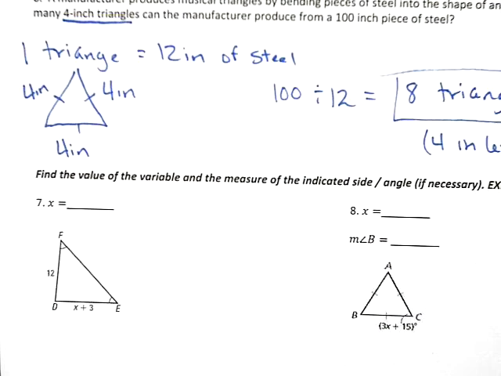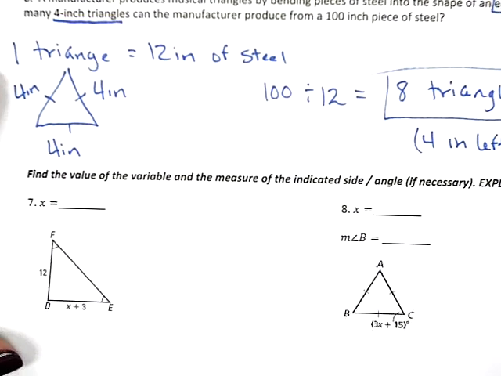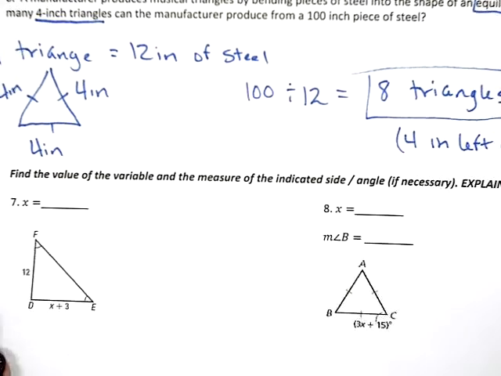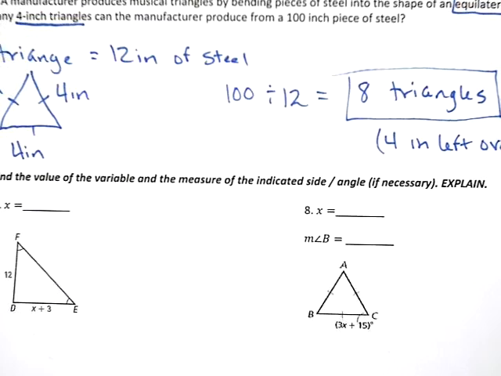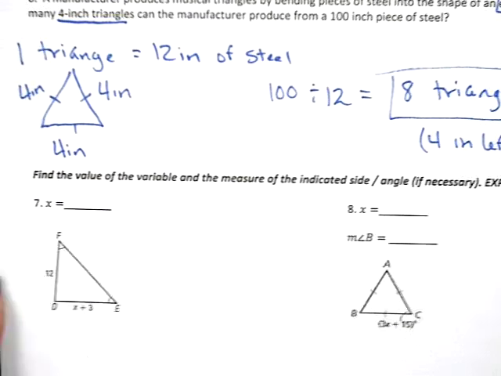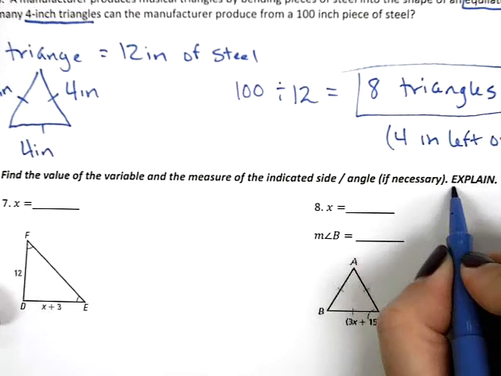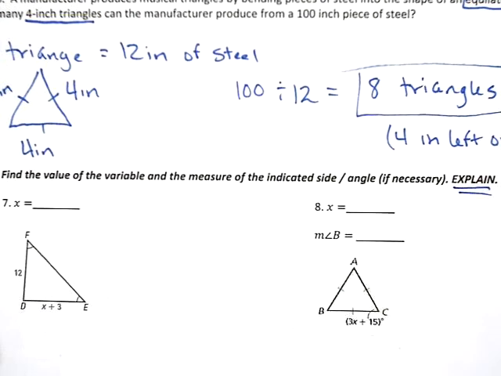Question 7. So for 7 and 8, we need to find the variable and the measure of the indicated angle or side, and then we have to explain. Okay, so this is going to be the part that you guys are going to forget, I bet, because you don't always read directions. So we want to explain. This is where we're going to use some of those corollaries.